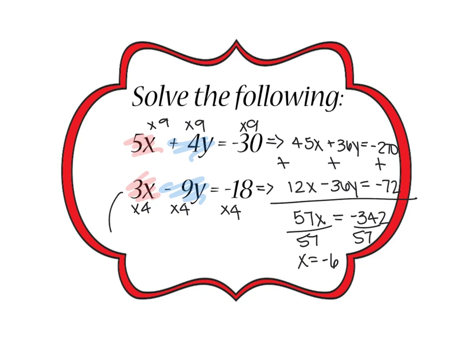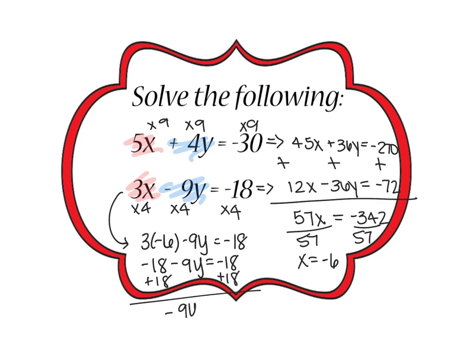When I plug that back in, I get negative 18 minus 9y equals negative 18. When I add 18 to both sides, I get 0. And when I divide, I'm still going to have 0. And so the solution is negative 6, 0.